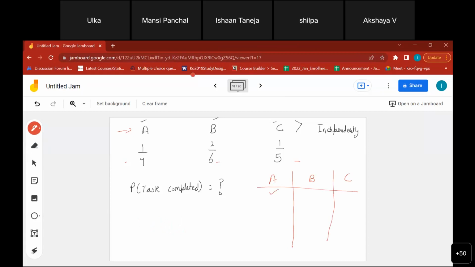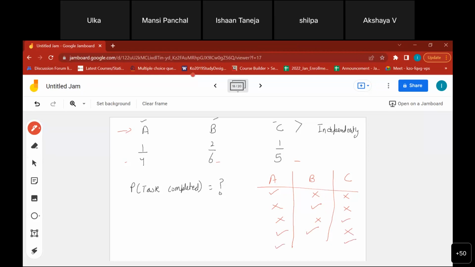If A completes the task and B and C don't complete it, my task will be completed, right? I'm getting my work done by A, right? If B does it, and A and C are not able to, still my task is completed. If C does it, then also my task will be completed, right? If both A and B complete the task and C didn't, then also my task will be completed.